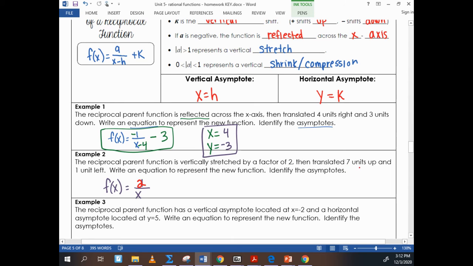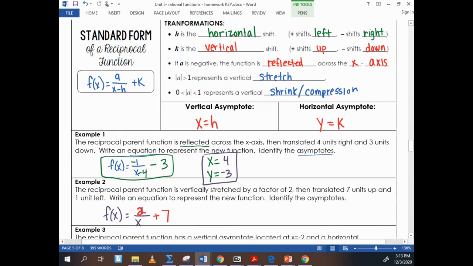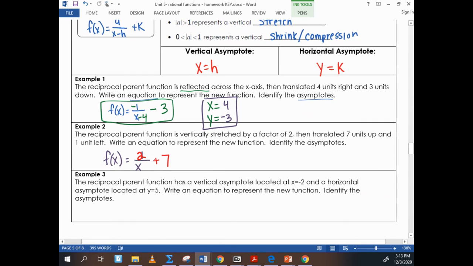Then it's translated 7 units up. Remember, up, we're just going to add after the function. So we'll add the 7 units up and 1 unit left. So to make it go to the left, we add our h, so it's an x plus 1. 1 unit left, so x plus 1. And that is our nice, lovely equation, our function right there. Asymptotes, again, remember x is just your h, but remember to switch the sign. It's negative there, positive here. So it's going to be a negative 1. And y is going to keep the same sign, 7 right there.